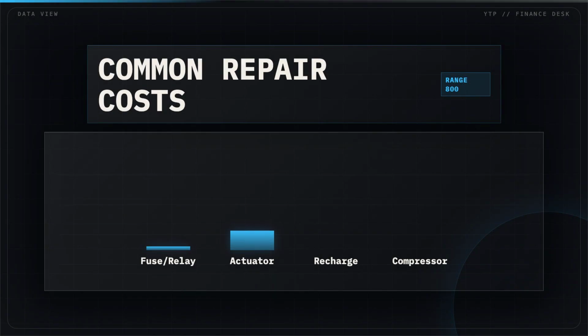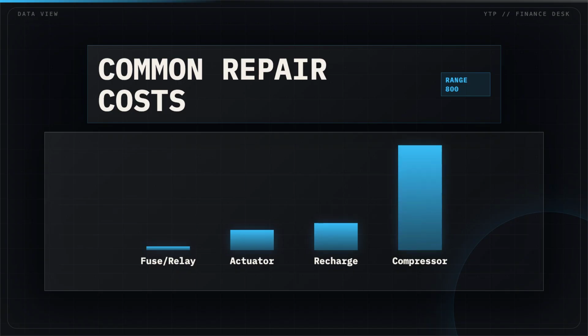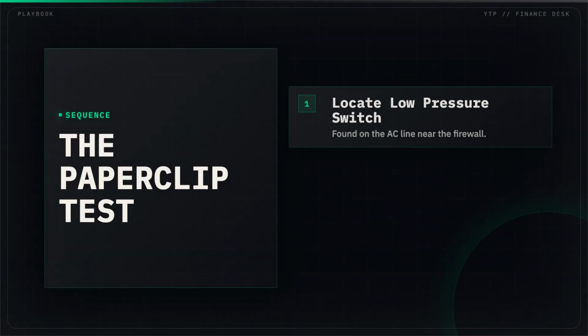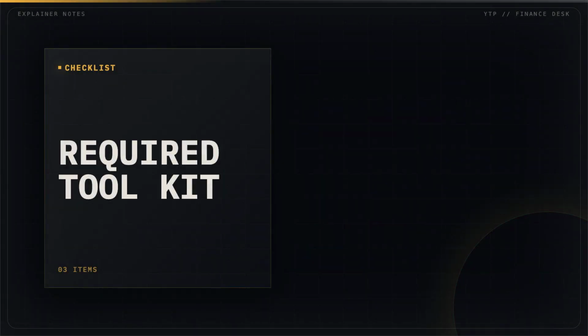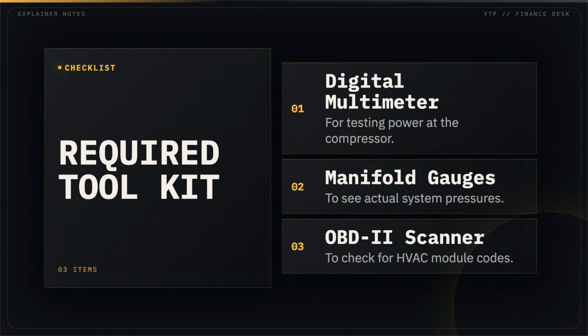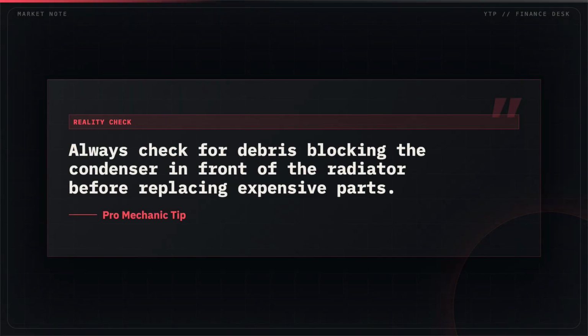Repair costs vary wildly, so identifying the specific component before buying parts is essential. Use a jumper wire on the low-pressure switch to quickly determine if the system is just low on gas. A basic multimeter and an OBD-I scanner are your best friends when troubleshooting Ford electronics. Don't forget the basics. A leaf-clogged condenser can often mimic a total system failure.